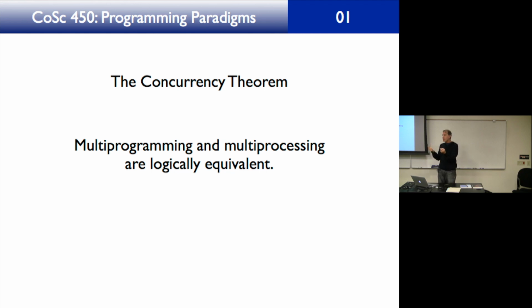But we have the same concurrency issues regardless of what physically is going on. Whether it's switching back and forth between two of them with one processor really, really fast, or if you have two separate processors, in both cases they have to communicate with each other, and they communicate basically the same way. You see what I mean? So multiprogramming and multiprocessing are logically equivalent. So you can think of it either way.